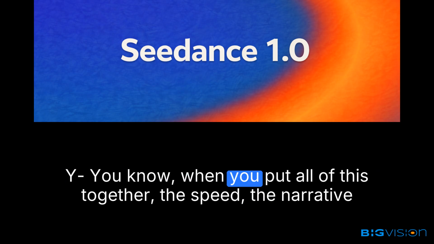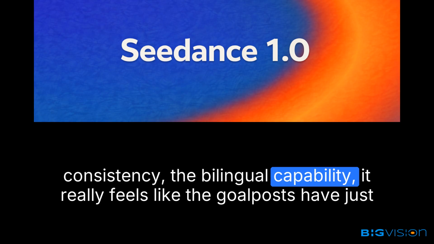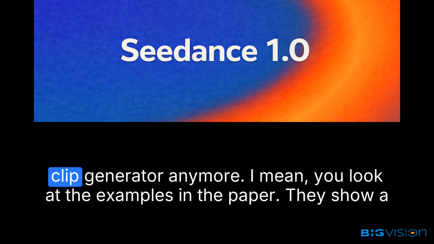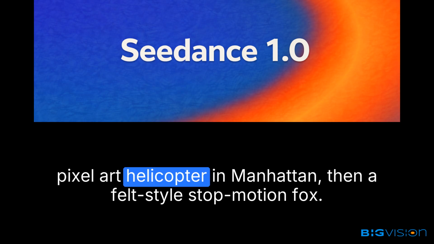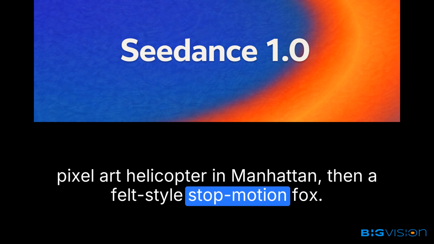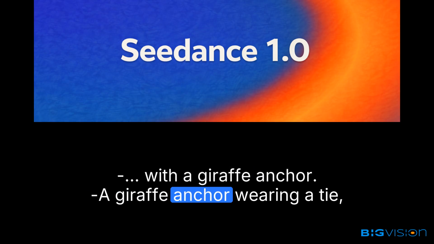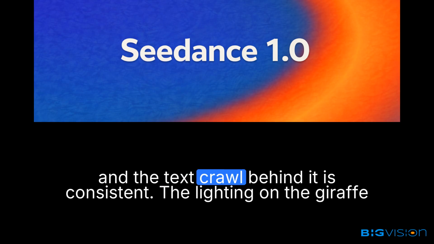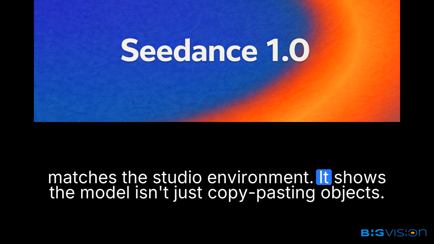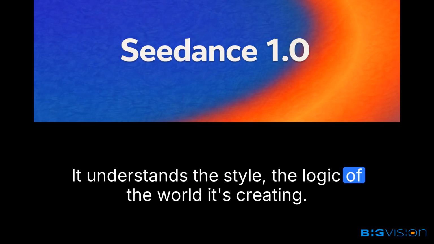You know, when you put all of this together, the speed, the narrative consistency, the bilingual capability, it really feels like the goalposts have just moved. They have. We are not just looking at a clip generator anymore. I mean, you look at the examples in the paper, they show a pixel art helicopter in Manhattan, a felt-style stop-motion fox, and a realistic news broadcast with a giraffe anchor. A giraffe anchor wearing a tie. And the text crawl behind it is consistent. The lighting on the giraffe matches the studio environment. It shows the model isn't just copy-pasting objects. It understands the style and the logic of the world it's creating.